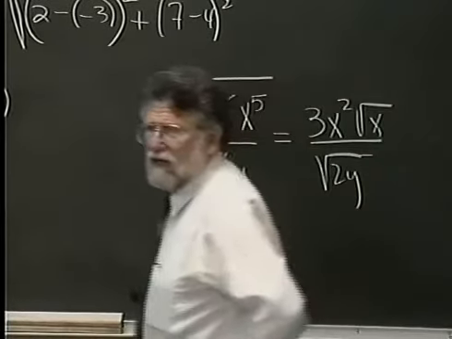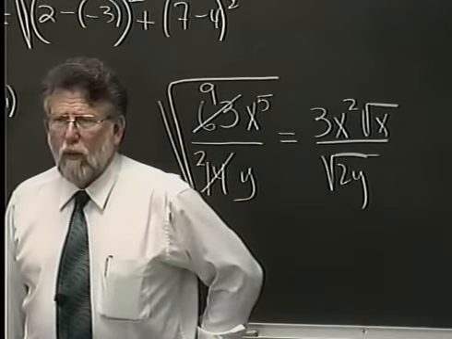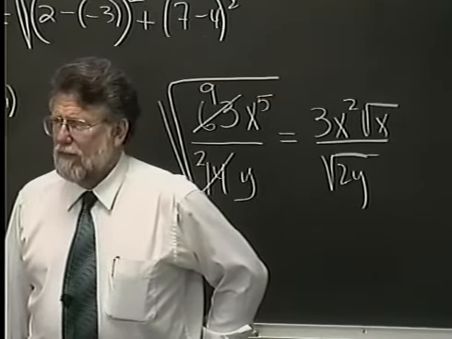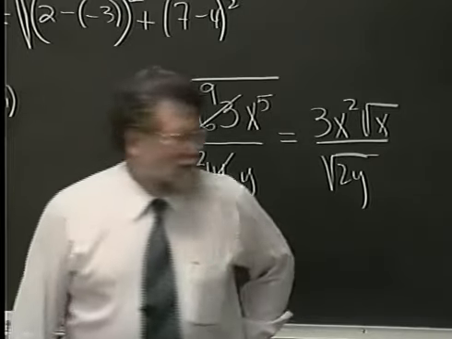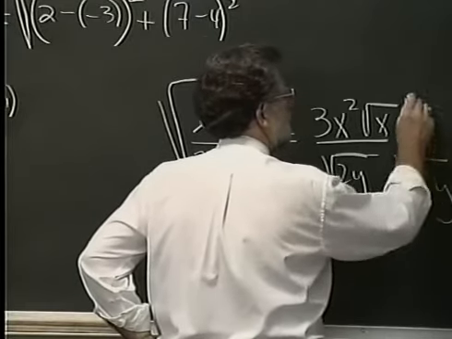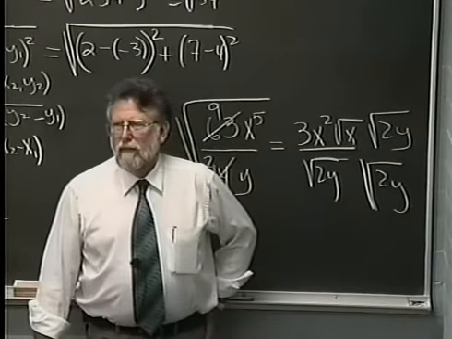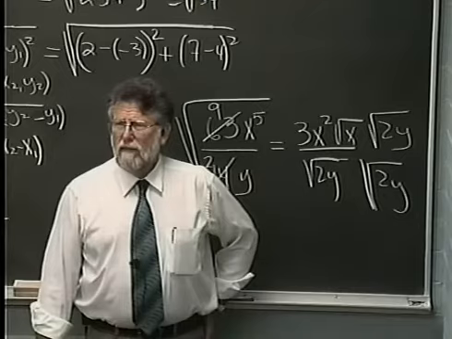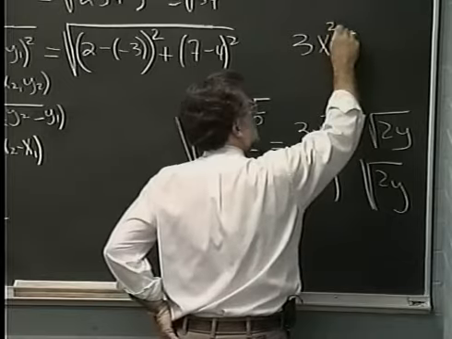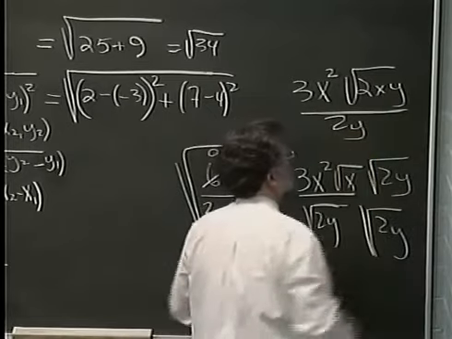Now that's the first step. Now that's not simplified because you have what? A square root in the denominator. What do you do when you have a square root in the denominator? Rationalize. Multiply by the square root of 2y. Now the square root of 2y times the square root of 2y? 2y. So I end up with 3x squared, the square root of 2xy over 2y. Done.